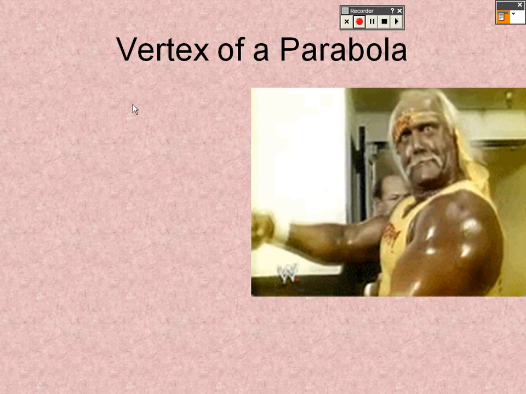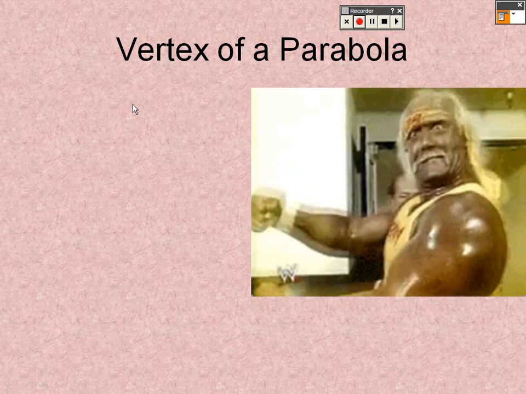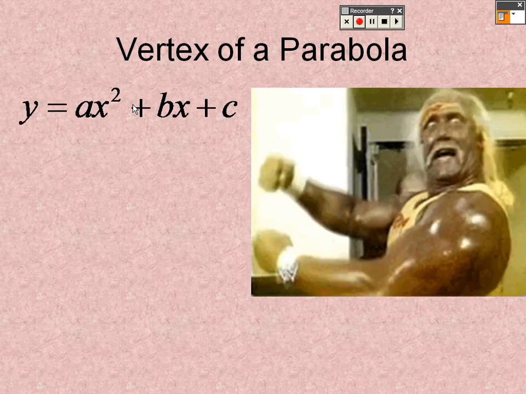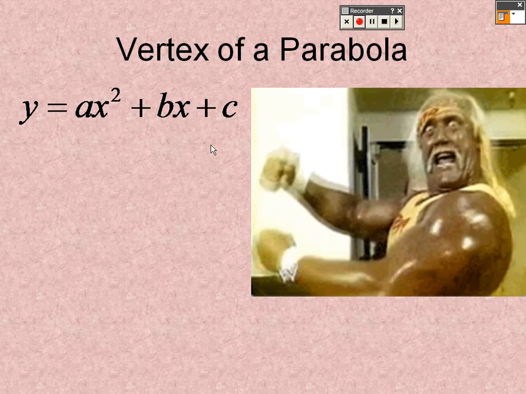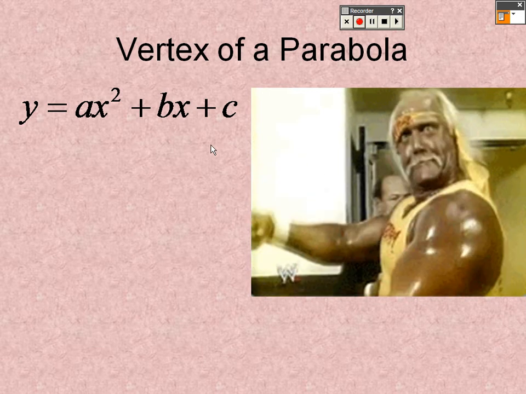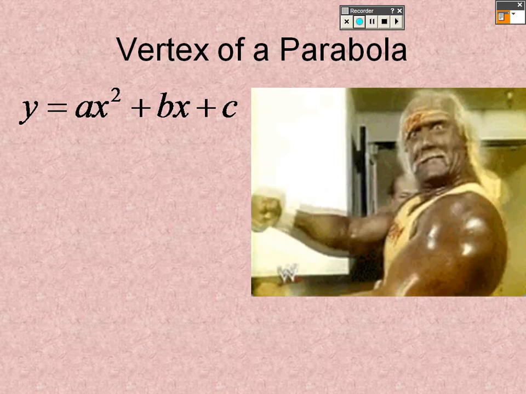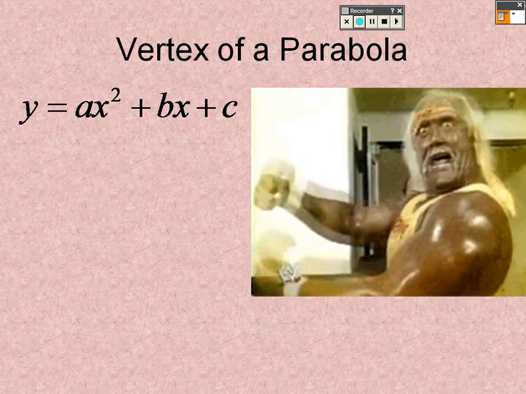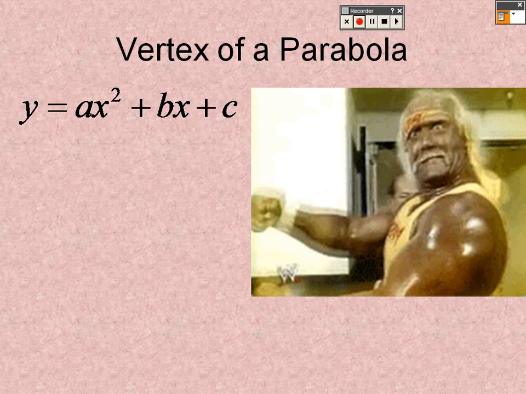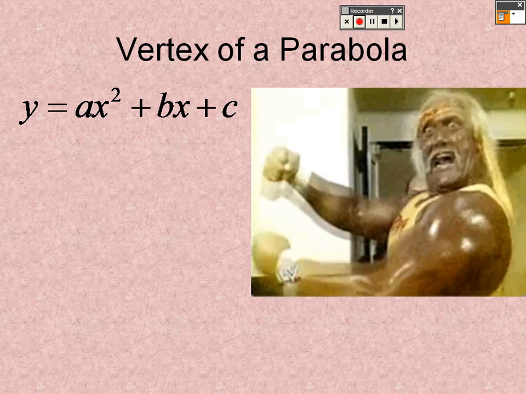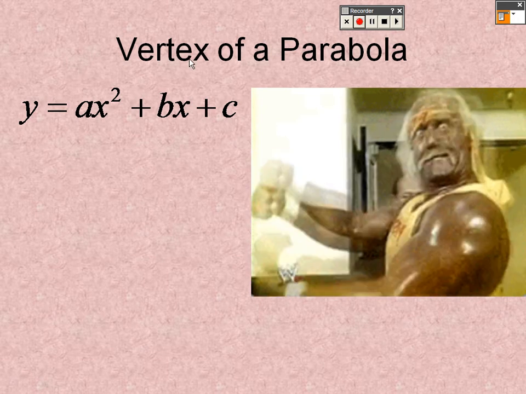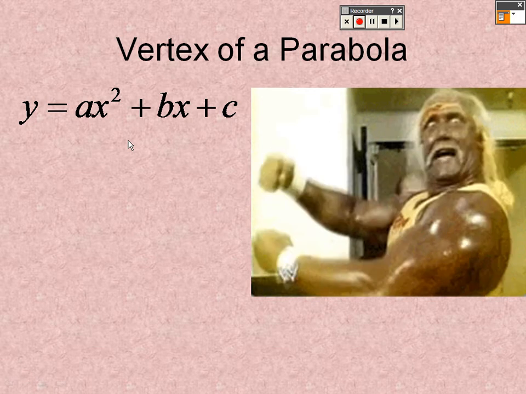Okay, so now we have the vertex of a parabola. And if I'm given this equation, you can also find it without putting it in standard form, which is the beauty part about this. So you don't have to waste your time putting the equations in standard form unless you want to. If I gave you the problem this way, you could actually also find the vertex of the parabola.